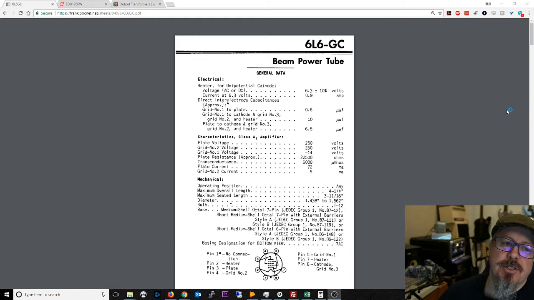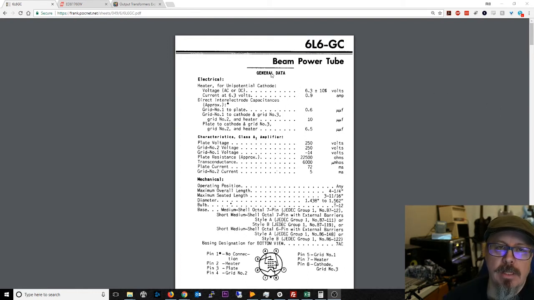Today's Tech Tips topic is about output transformers. So today I wanted to talk a little bit about how to get a basic output transformer for your amp that you're designing. Also, how to look at an output transformer you have that you don't know about and get a little information about that that should be helpful.